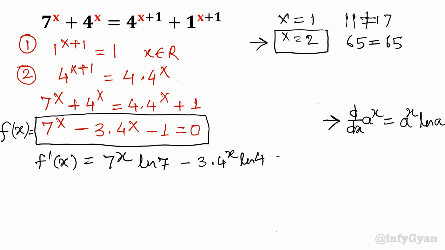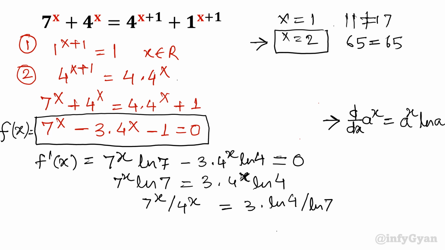Now we have to find the critical point, so put that value equal to 0. Simplify a bit. So 7^x ln 7 will be equal to 3 times 4^x ln 4. Divide both sides by 4^x and ln 7. So 7^x divided by 4^x equals 3 ln 4 over ln 7. Now I can write 7^x over 4^x as (7/4)^x equal to 3 ln 4 over ln 7.